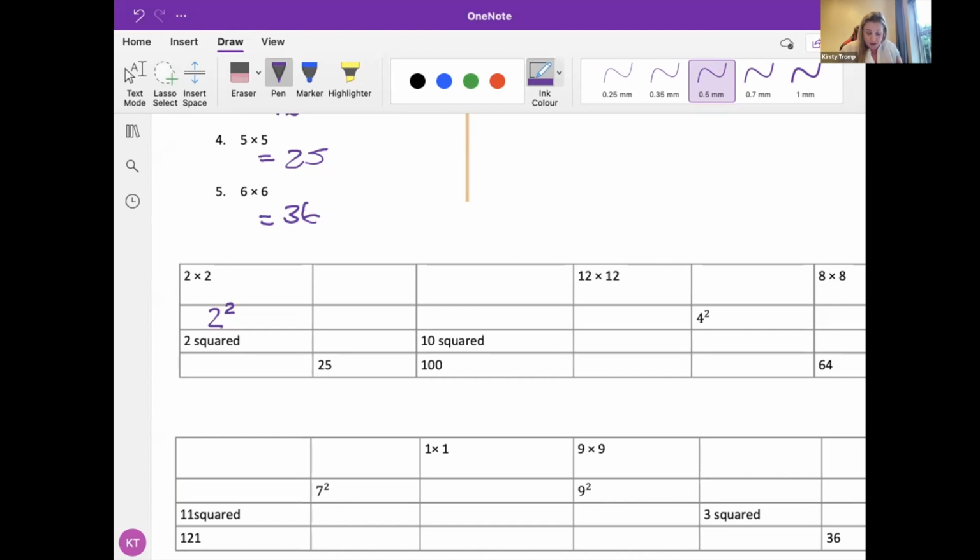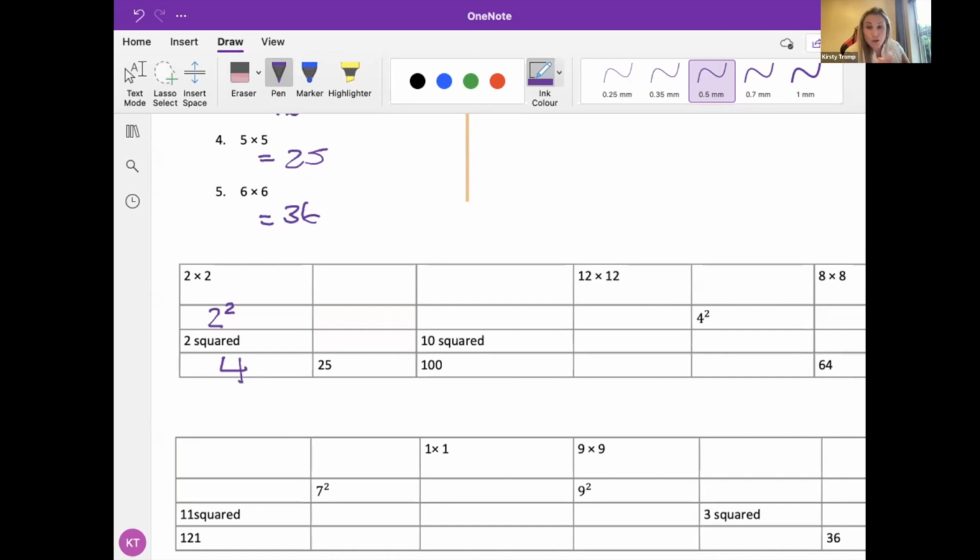Okay. All right, so let's carry on. Another way to say 2 times 2 in maths is to say 2, and at the top, we put this little, what we call, to the power of 2. So instead of saying 2 times 2, we can say 2 to the power of 2. And 2 to the power of 2 is the same thing as saying 2 squared, right? And we know from previously that 2 squared is equal to 4.